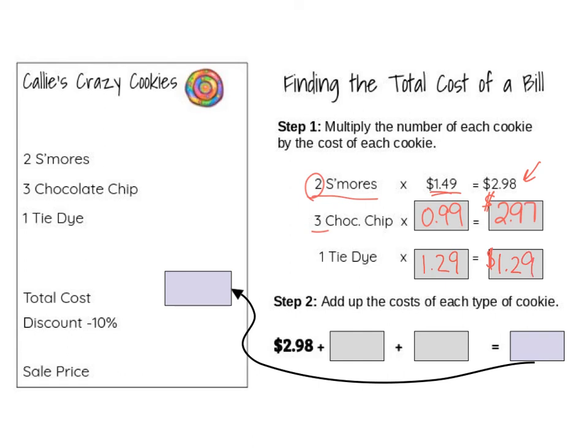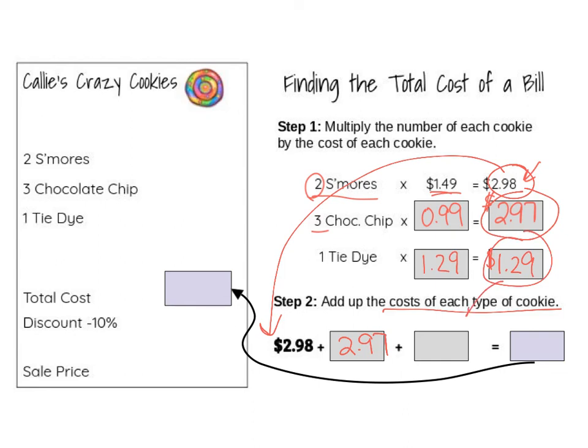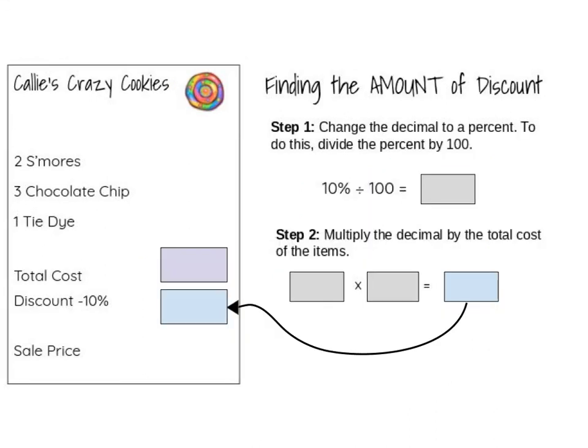Step 2 is add up the cost of each type of cookie. You know the s'mores cookies cost $2.98. You figured out the chocolate chip cookies cost $2.97, and then the tie-dye cookies cost $1.29. So add all those up, and you should get $7.24. Make sure you put that in this part too, $7.24. Okay.